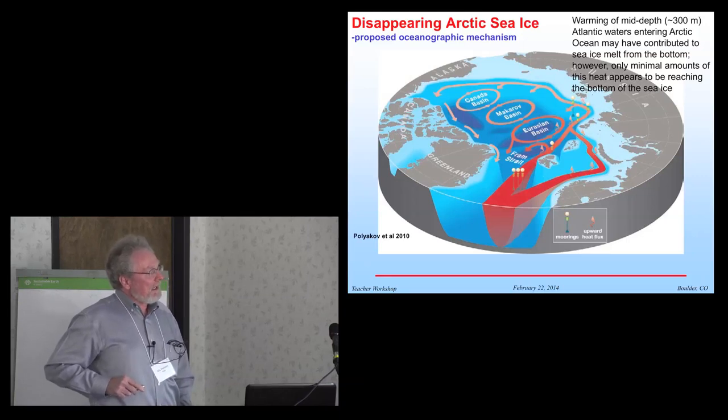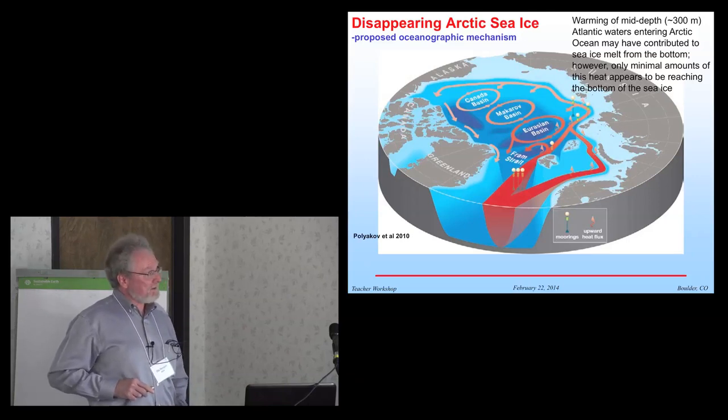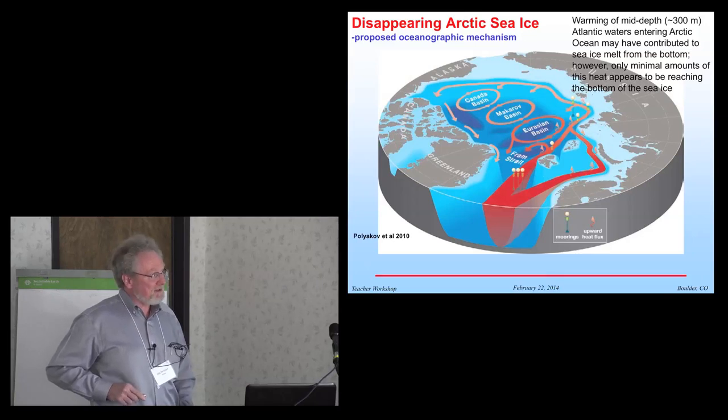However, people have seen that this water has been warming. They make measurements in a couple of locations here and here, and they've seen that this water has been warming in the last couple decades. However, only minimal amounts of this heat appear to be reaching the bottom of the sea ice. So in other words, it's not coming up from this 300-meter depth. And so this is a problem.